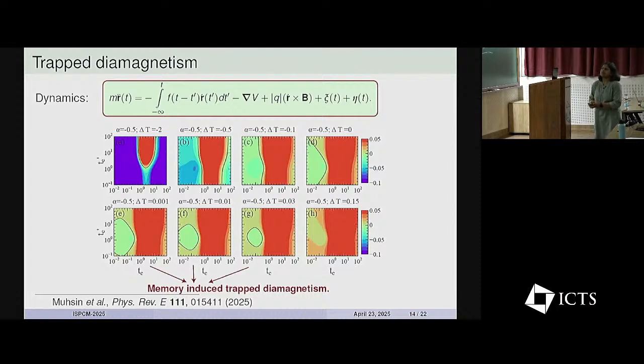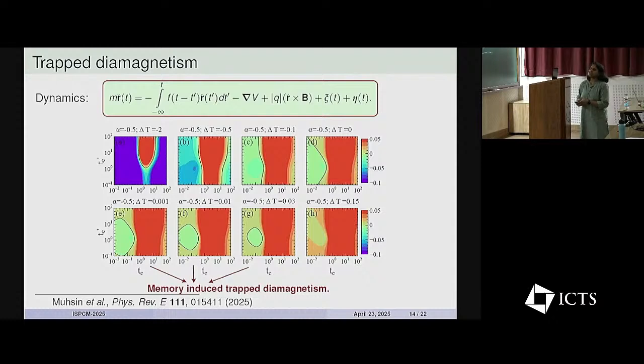On further increasing the temperature gradient, this diamagnetic regime shrinks. And the non-magnetic line starts forming a closed loop with the diamagnetic phase inside the loop, and the paramagnetic phase completely surrounding that loop. So that is a kind of trapped diamagnetic phase due to the memory. So this is a memory-induced trapped diamagnetic phase.